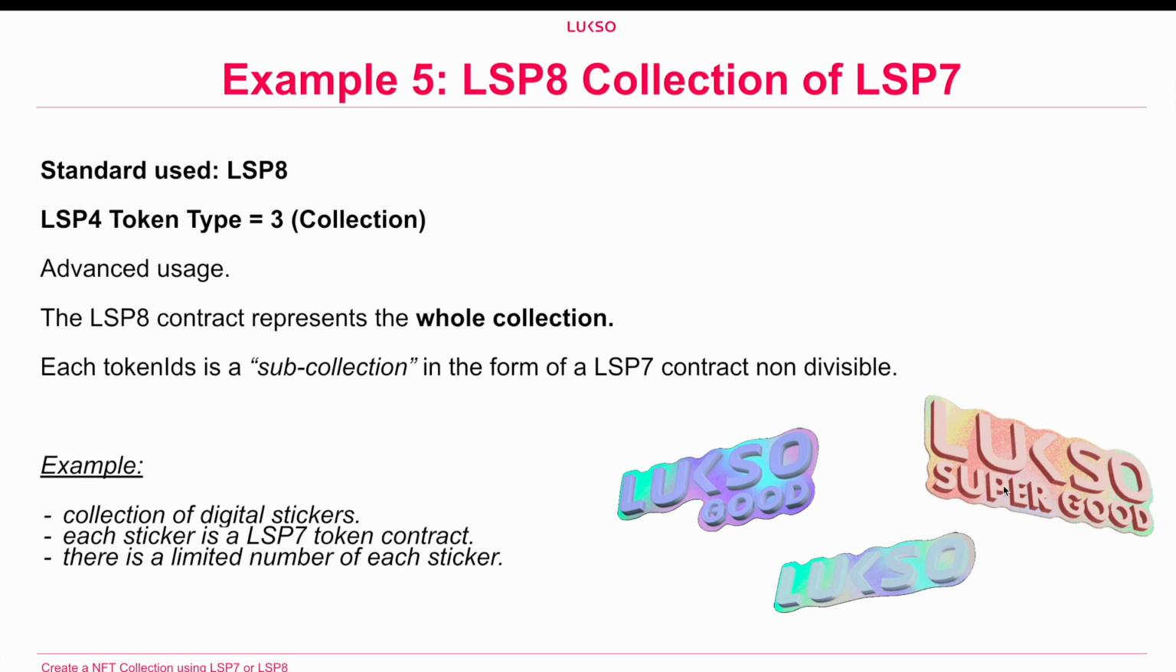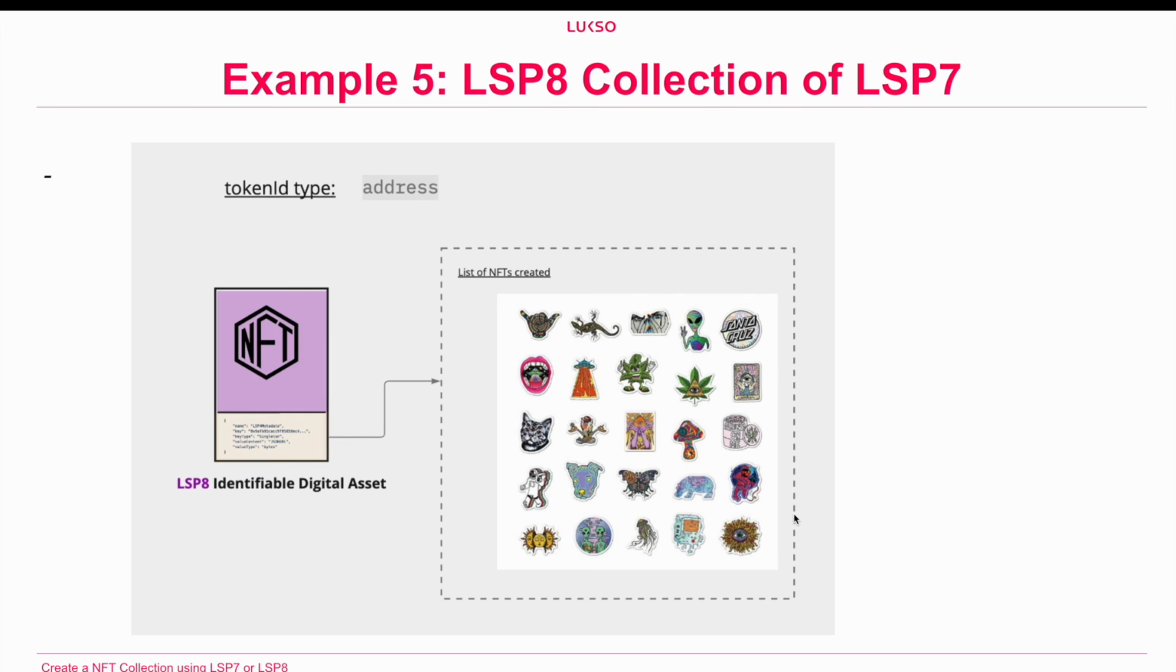And at LUKSO, the stickers that were very popular are the LUKSO Good sticker, the LUKSO Super Good, and the one in hole silver. So basically, this is the whole LSP8 contract, and each of these stickers is actually an LSP7 contract with a certain number of digital stickers that exist. So there will be one LSP7 contract, this will be another one, and this will be another one. And there will be a limited number of each sticker. So I've represented it with a different example here, where you have the NFT contract, LSP8, that contains the list of digital stickers created.